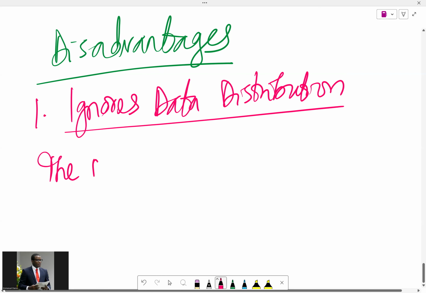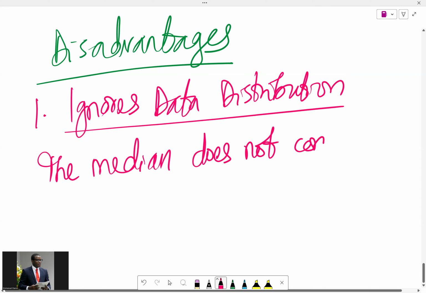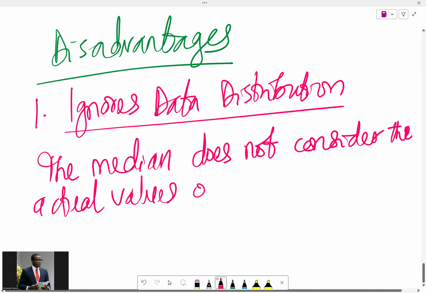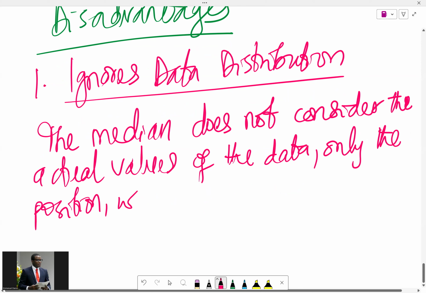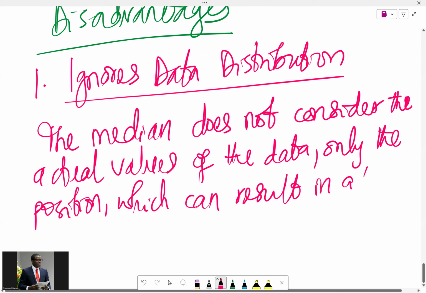The median does not consider the actual values of the data. That's where the mean has power over it. The mean takes everything into consideration. The median considers only the position, which can result in a loss of information.